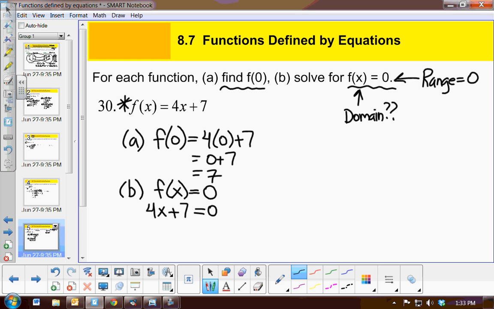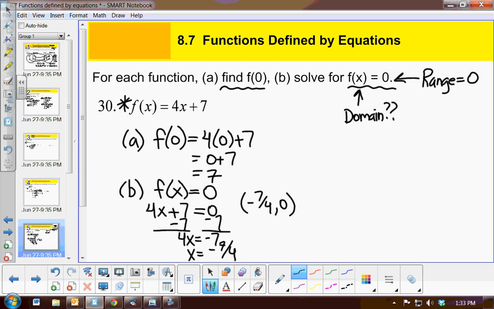Well, this is just review from last chapter. We're going to subtract 7 from both sides because we're solving for x. Then we're going to divide by 4. So it's going to be negative 7 fourths. That would be the value of the domain given a range of 0.